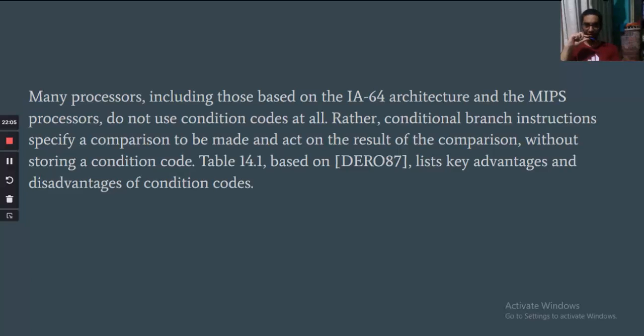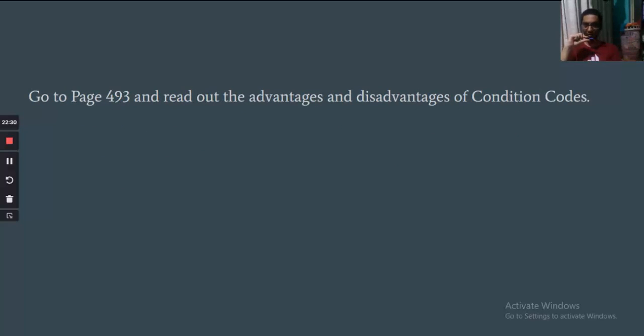Many processors, including those based on the IA64 architecture and the MIPS processors, do not use condition codes at all. Rather, conditional branch instructions specify a comparison to be made and act without storing a condition code. Table 14.1, based on this paper, lists key advantages and disadvantages of condition codes. Okay, let's go to page 493.